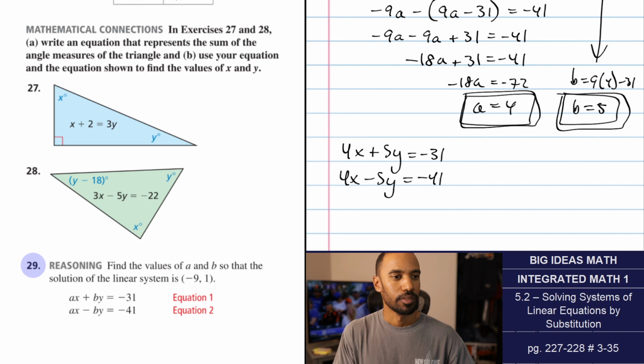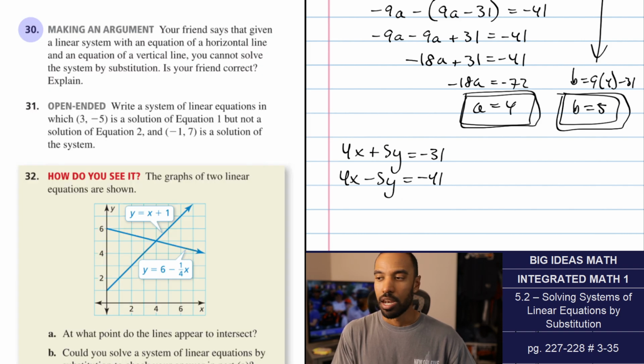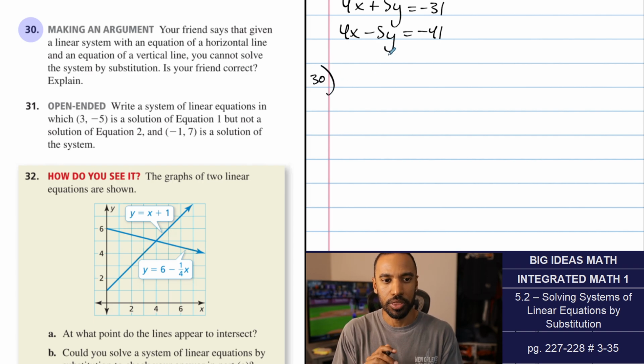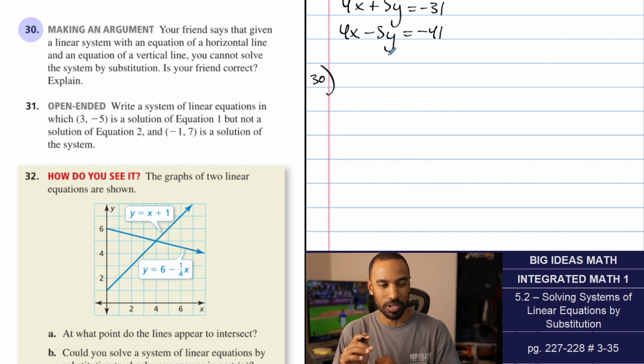Okay. Supposedly, that's reasoning. Number 30, making an argument. Your friend says that given a linear system with an equation of a horizontal line and an equation of a vertical line, you cannot solve the system by substitution. Is your friend correct? Explain.